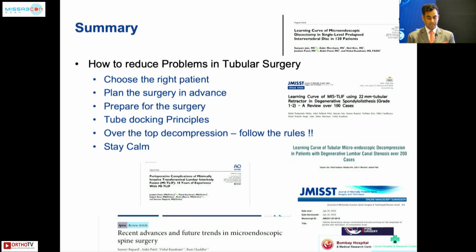To summarize, choose the right patient to begin with, plan your surgery in advance, prepare your surgery so well that 90% of the surgery is done on paper before you really wash up for the surgery. Master your tube docking principles, follow the principles of over-the-top decompression, and please stay calm when you face such problems. It is completely easy to redo the surgery and convert it to open.